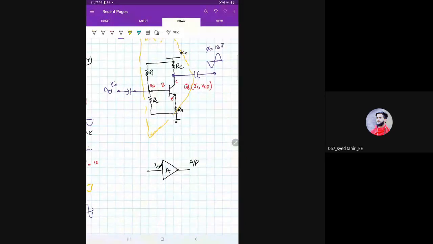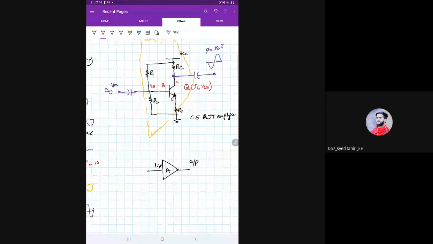Common emitter में मैंने कहा था जब हम इनकी configurations पढ़ रहे थे, I said that the phase difference between input and output is 180 degrees when you have common emitter configuration. Please remember that this is a common emitter configuration. Okay, this is a common emitter BJT amplifier.